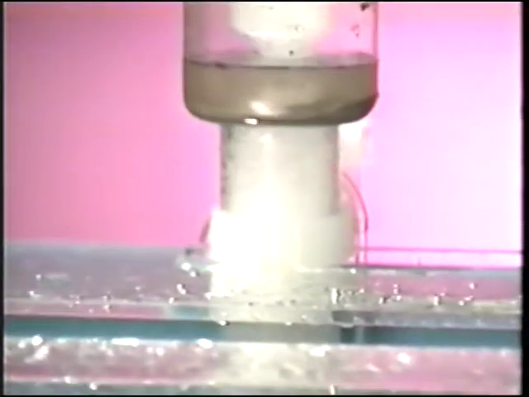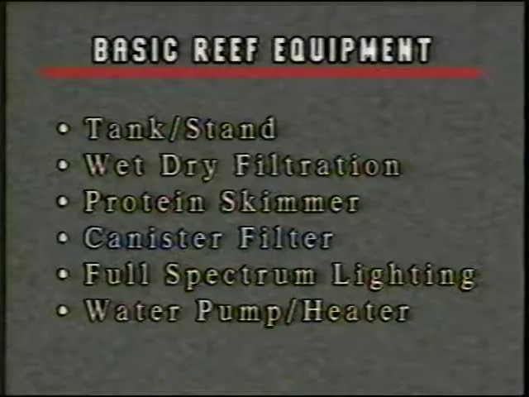Both columnar and venturi skimmers accomplish the same goal: the removal of organic waste from the aquarium by means of bubble and water interaction.